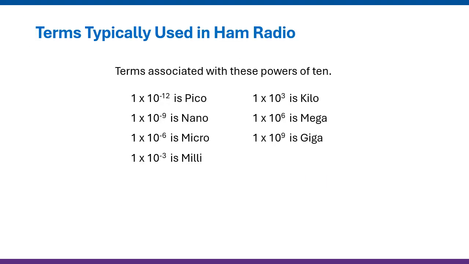So terms that we typically use in ham radio that are associated with powers of 10 are pico, nano, micro, milli, kilo, mega, and giga. So pico being the smallest one, 1 times 10 to the minus 12 power, with nano 10 to the minus 9 power, micro 10 to the minus 6 power, milli 10 to the minus third power, and then kilo 10 to the third, mega 10 to the sixth, and giga 10 to the ninth. These are the typical values that we use in amateur radio, and let's look and see how they're used.